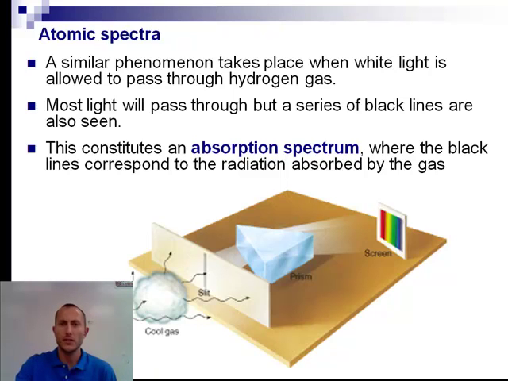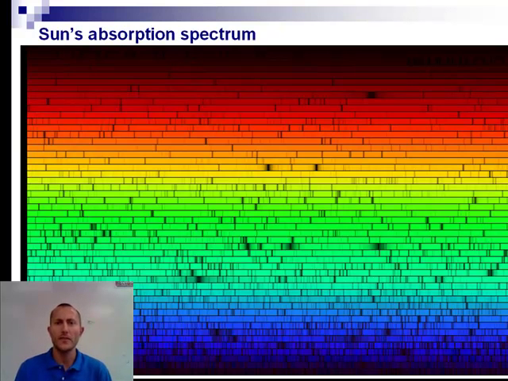Now, one thing that's interesting to note is the absorption spectrum for the sun. If we look at a very detailed example of the absorption spectrum, you should be able to see that there is a very wide range of frequencies in which the sun absorbs energy. It absorbs energy across the entire range of the visible light spectrum. Everywhere on this particular diagram where you see a black line, that's a specific frequency where the sun is absorbing energy.